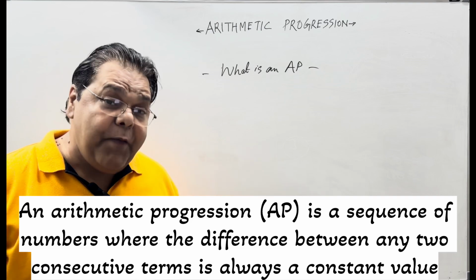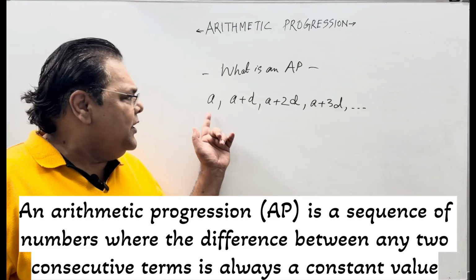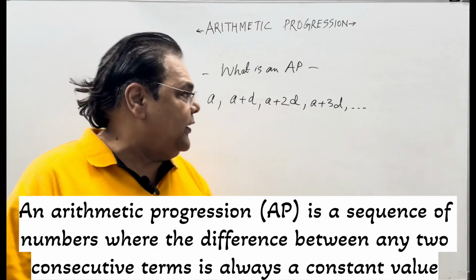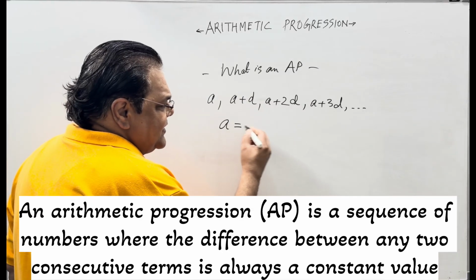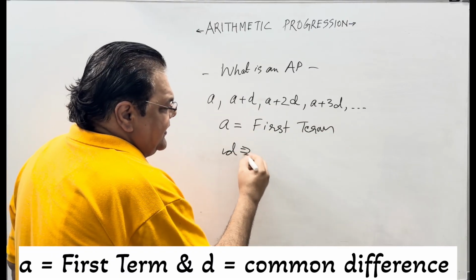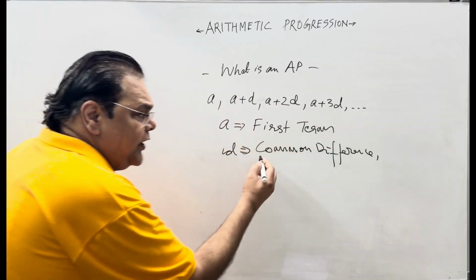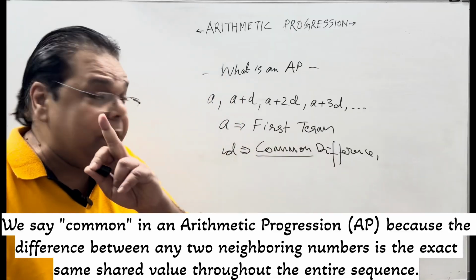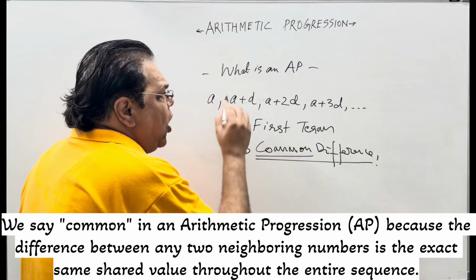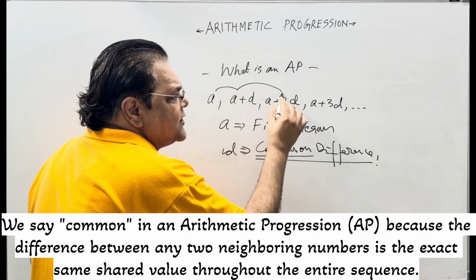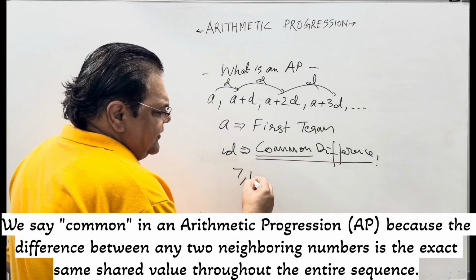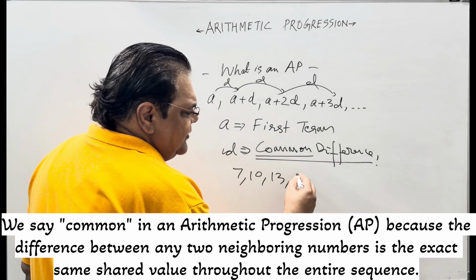So what is an AP? You see here a sequence where a, a plus d, a plus 2d, a plus 3d, and so on. Here, a is the first term and d is the common difference. The word common is very important because this difference is constant between all the consecutive numbers: d, d, d. For example, 7, 10, 13, 16.